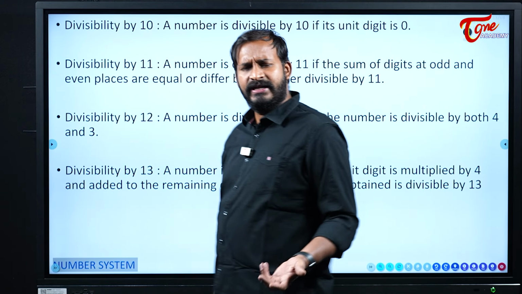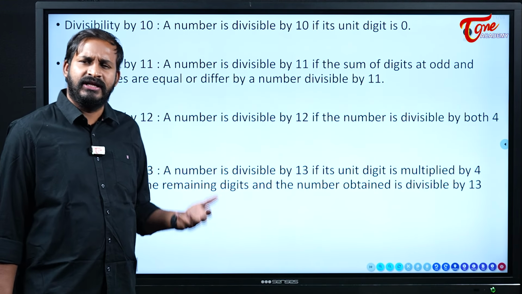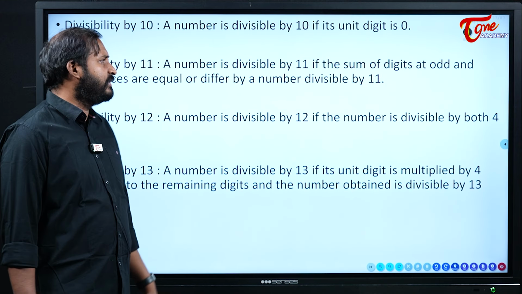Next one, divisibility by 10, very simple and easy. If the unit's digit is 0, then that number is divisible by 10. Next, what is the divisibility rule of 11?